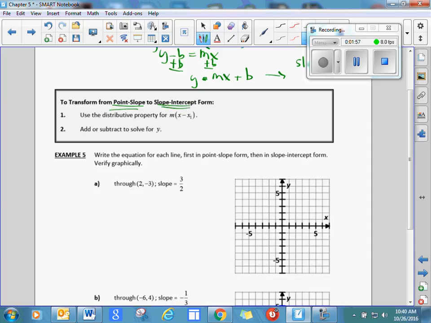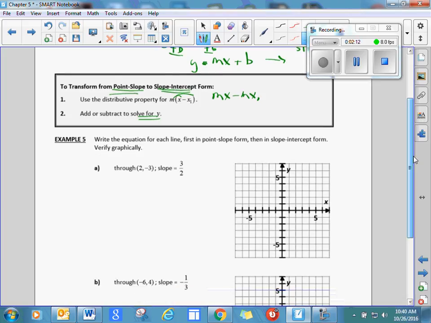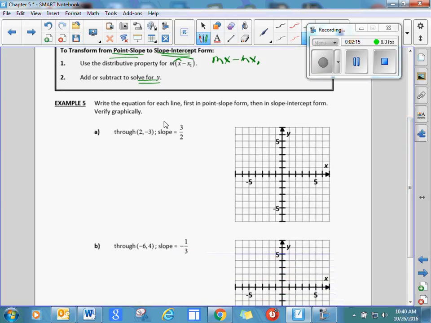So the first thing that it tells you to do is use the distributive property. So when we have m on the outside of the grouping symbol, that becomes m times x minus m times x sub 1. And then we're going to solve for y. So here's what it looks like. It tells us to write the equation for the line first in point-slope form, and then turn it into slope-intercept form, and then graph it. So we can't start with slope-intercept form because I don't have where it intersects the y-axis. All I have is this point, (2, -3). So I'm going to start with the point-slope formula.